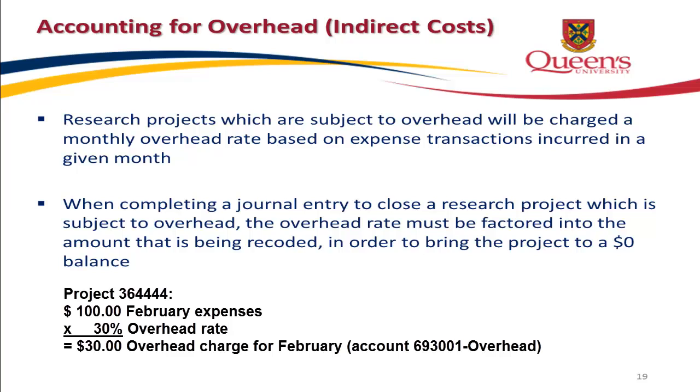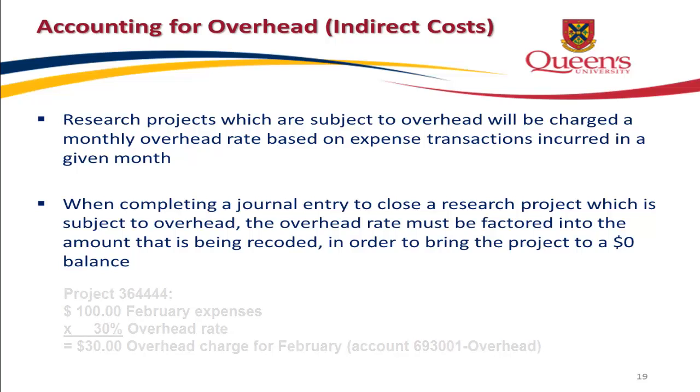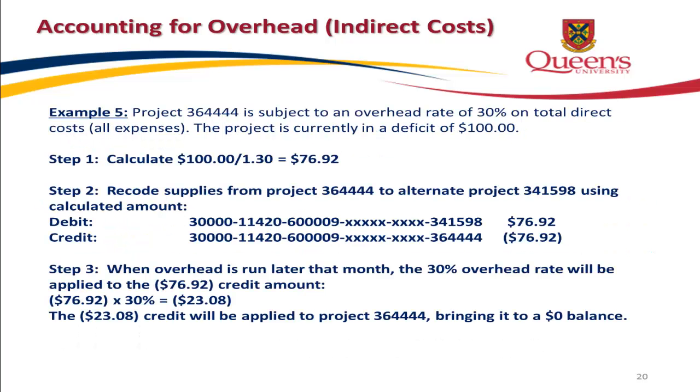When completing a journal entry to close out a project which is subject to overhead, the overhead must be factored into the calculation. Using the same example, let's assume Project 364444 was in a deficit position of $100, which needs to be cleared before the project can be closed and inactivated. The first step is to determine the amount of expenses to recode out of Project 364444 by backing out the overhead applicable to the $100 deficit.